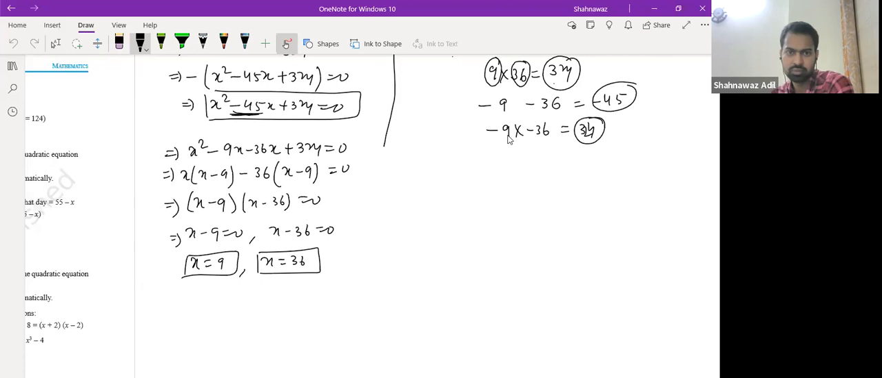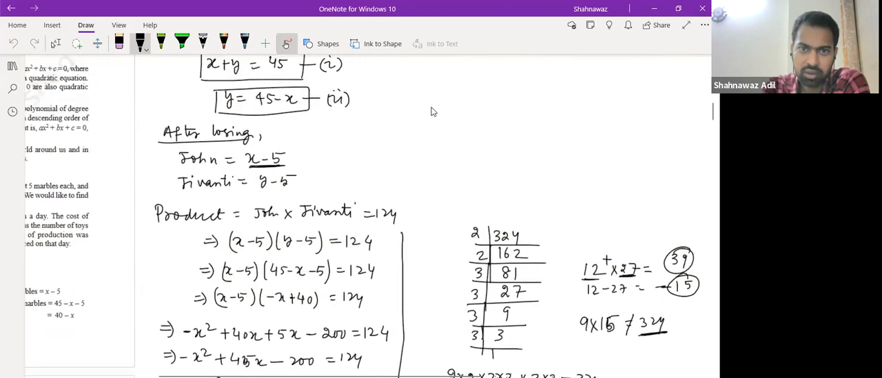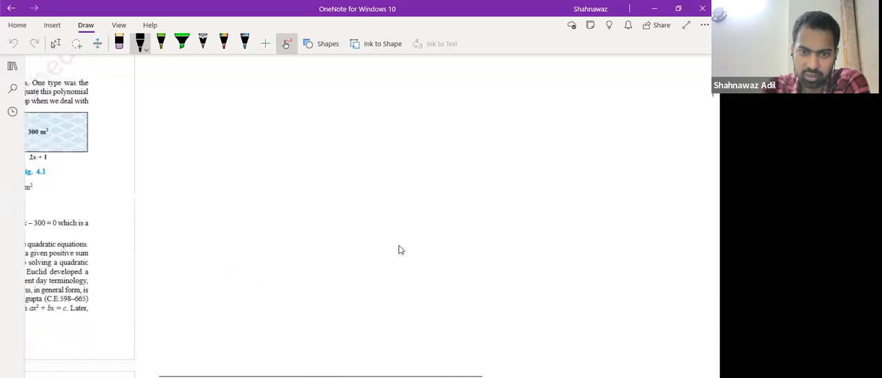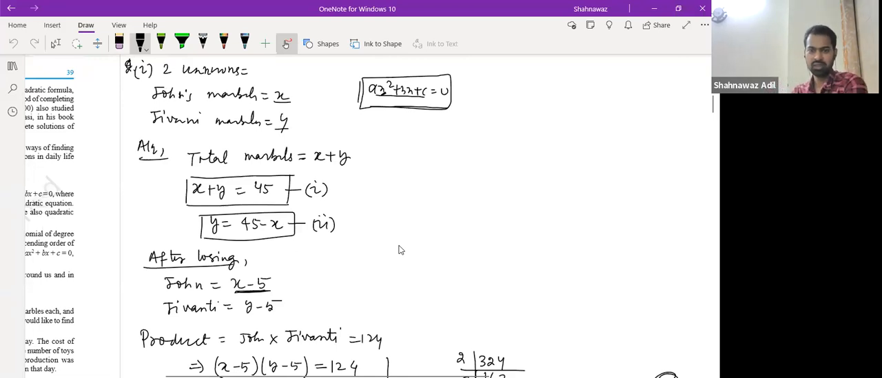Whenever they ask us to find the answer, should we find it using the middle term factorization only, or is there any other method also? Yeah, there is one more method, but whenever we reach that method, I will talk about that. First, let us complete all these questions.